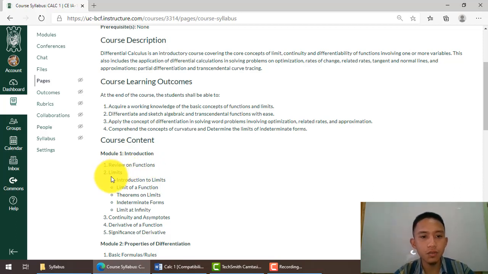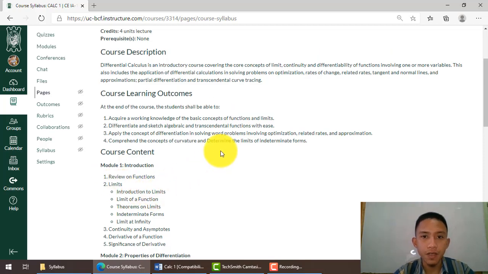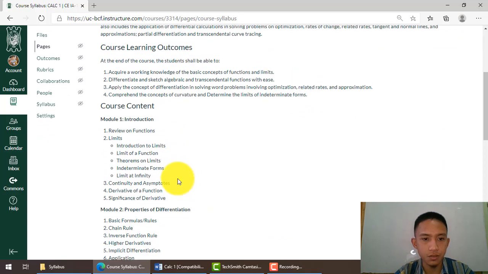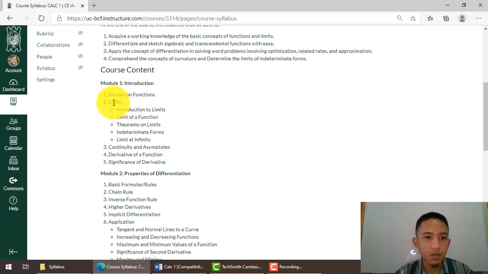And then we will go to limits. We will understand what limits are. Actually, limits is where differential calculus started. It is where the formulas in your differential calculus are derived. So we will try to understand what limits are. These are the subtopics, and we will try to discuss all of these.